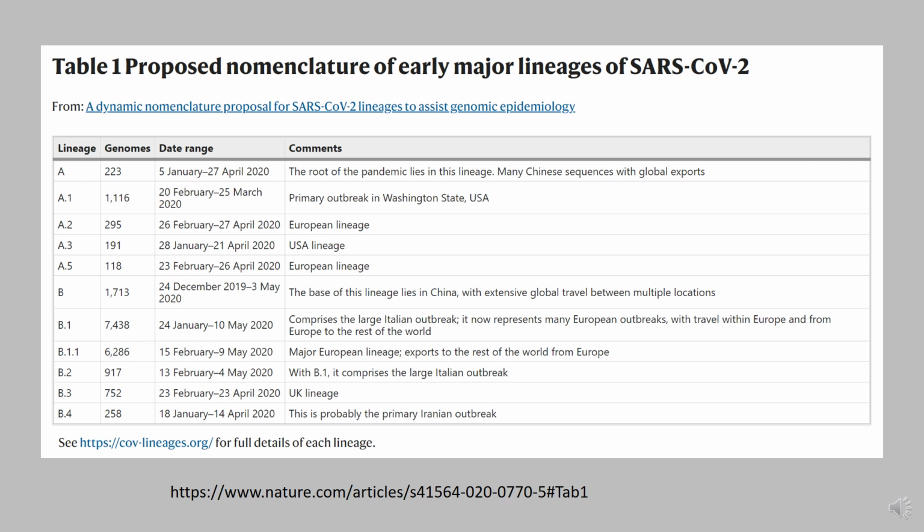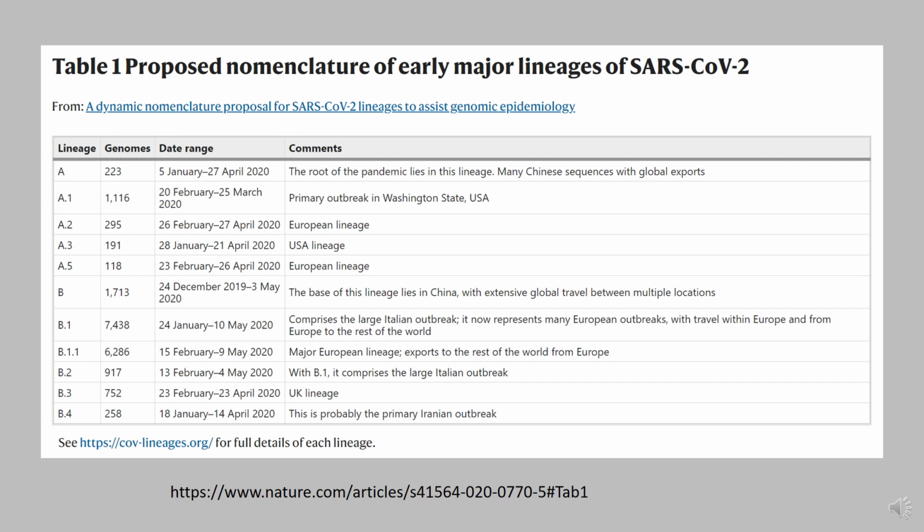Here's a table taken from an article, A Dynamic Nomenclature Proposal for SARS-CoV-2 Lineages. What I want to point out is that there are two main lineages, A and B, and the number of genomes sequenced for each of the lineages is indicated in this table, the time frame when it was sequenced, and the comments.